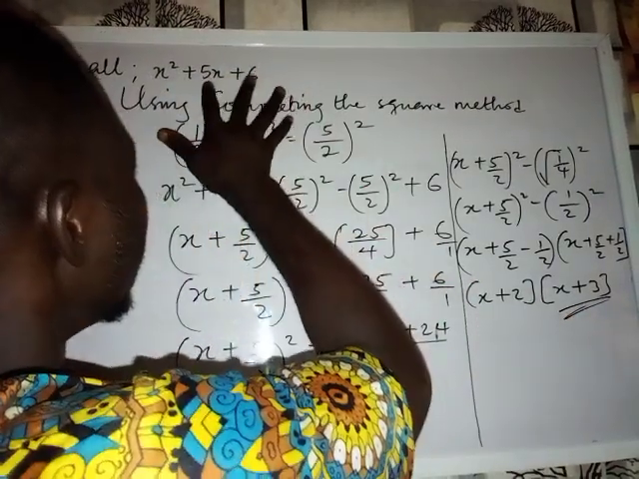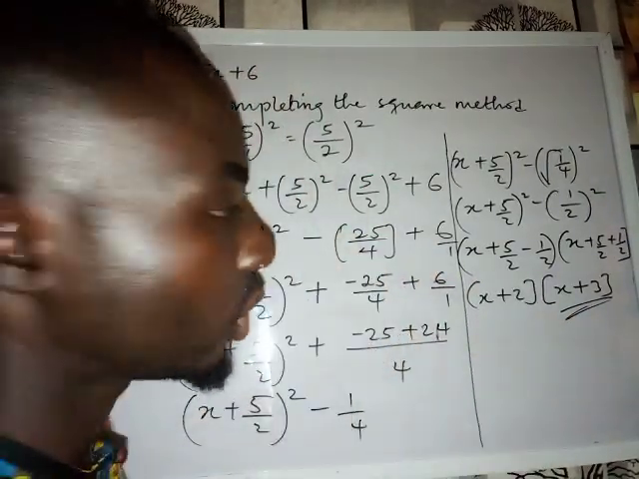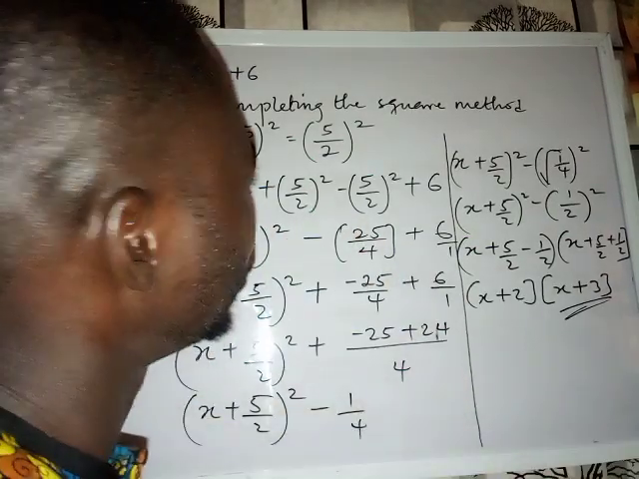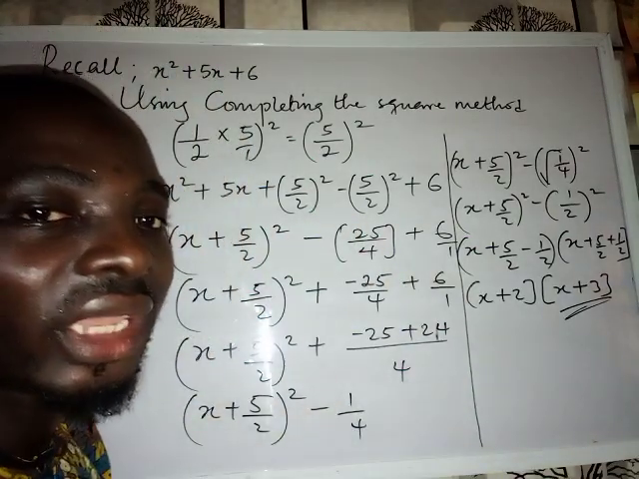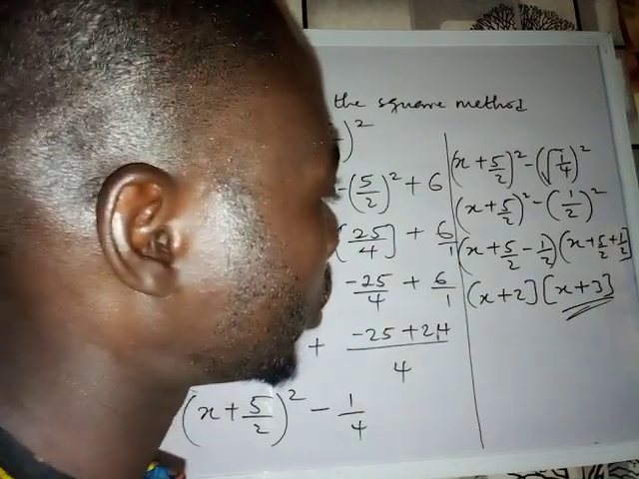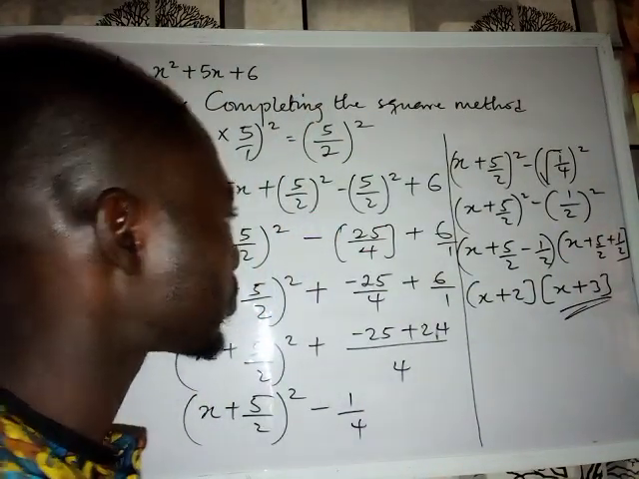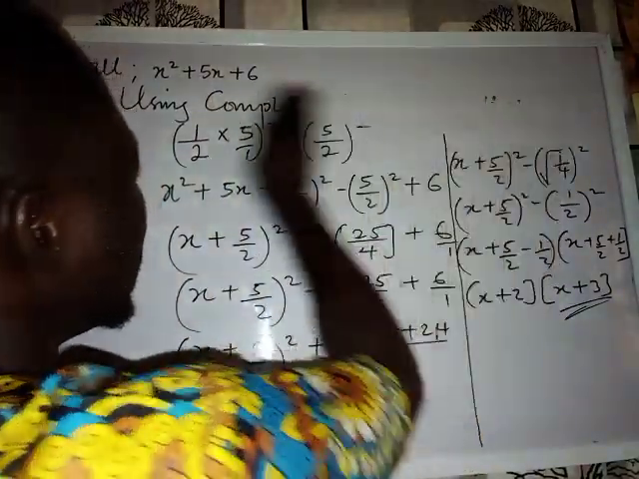So this expression can be factorized using the completing the square method, and this method can be used to factorize any form of quadratic expression. Let's take a look at this example.